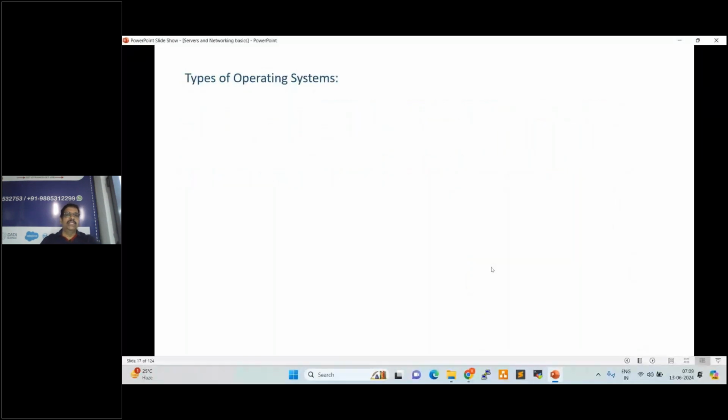See here, single-user, single-tasking operating system. In this type of operating system, only one user can log into the system and can perform only one task at a time. For example, MS-DOS, Microsoft Disk Operating System. This is a very old operating system. Only one user can log in, and he can perform only one task at a time.